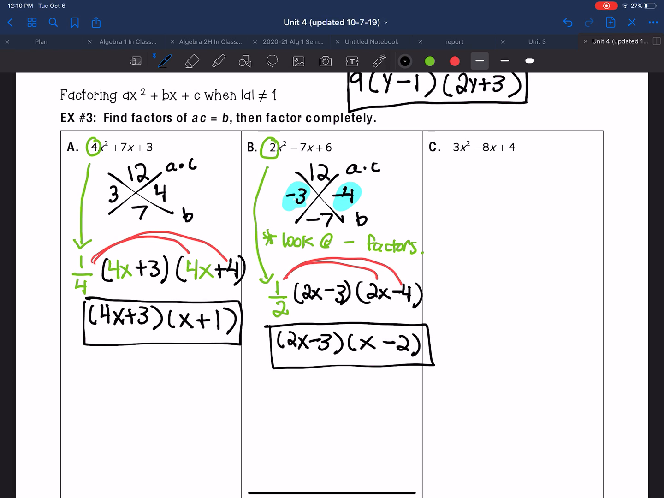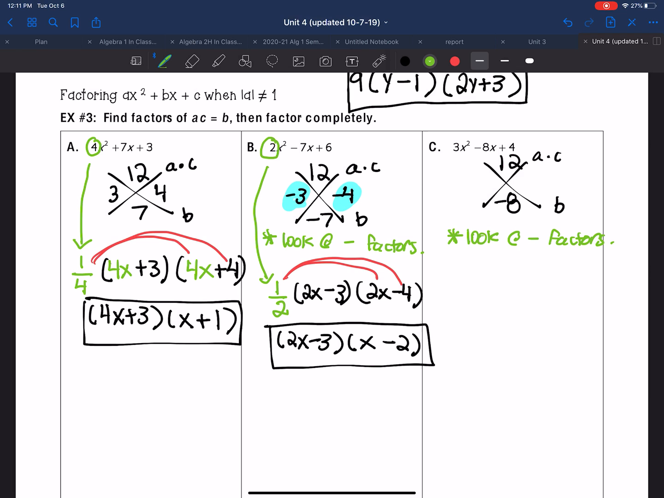All right, last but not least, we have 3x squared minus 8x plus 4. First things first, I have to look and see a times c. That's going to be 3 times 4 is 12. Lots of 12s today. And then b is -8. So what are some factors of 12 that add up to -8? Once again, because that number is negative, we are going to have to look at the negative factors.